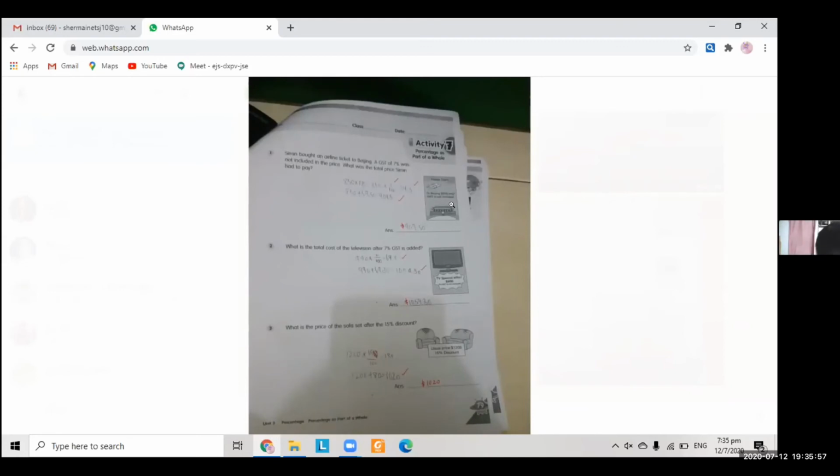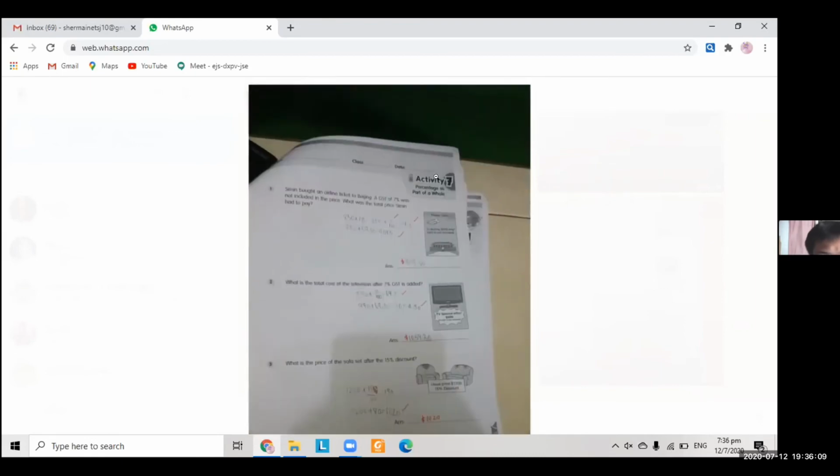I add it because the answer 59.5 is just the GST amount. Then? Because it's just the GST amount, you want the total price Sam had to pay. So what does that mean? You add the GST amount to the original price. So you will get the total price, right?